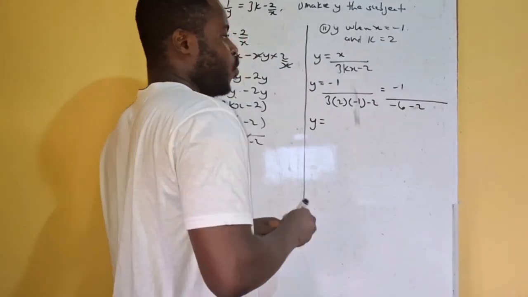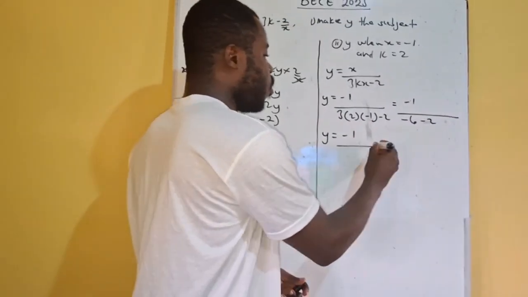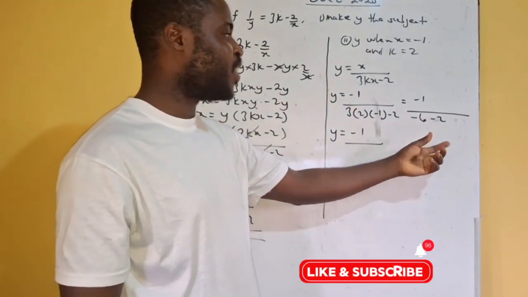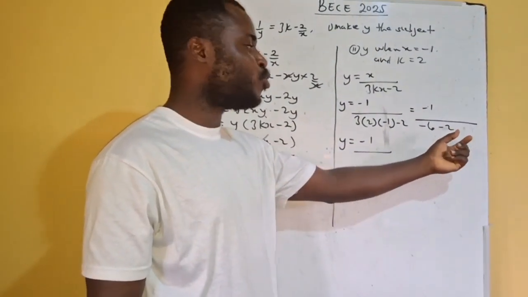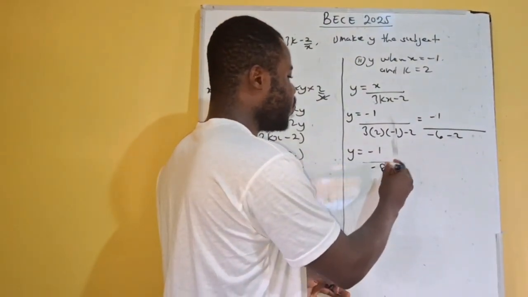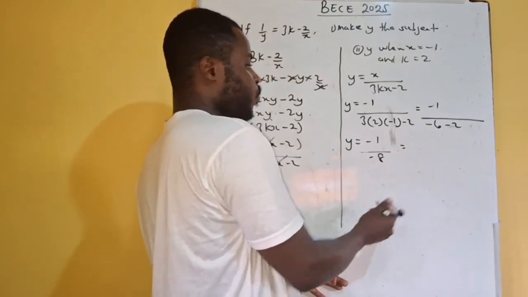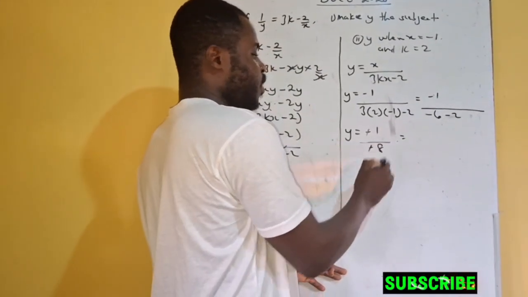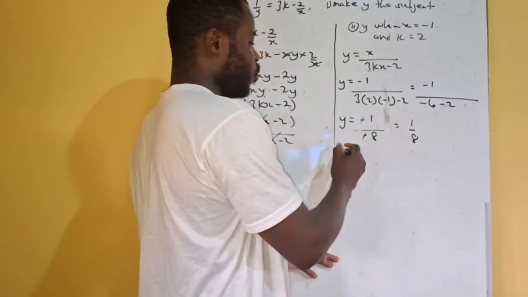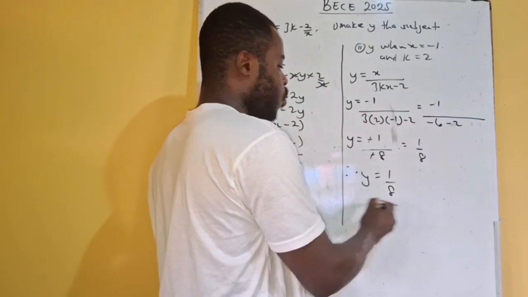So now, what do we have here? Negative 1 over negative 6 minus 2. Negative 6 minus 2 means that you are owing 6 and you went to borrow 2, so you are still going to owe. So the answer is going to give you negative 8. Now, negative 1 over negative 8. What do we do here? We cancel out negative here, negative here. So our final answer is going to be 1 on 8. So therefore, we say our y is equal to 1 on 8.